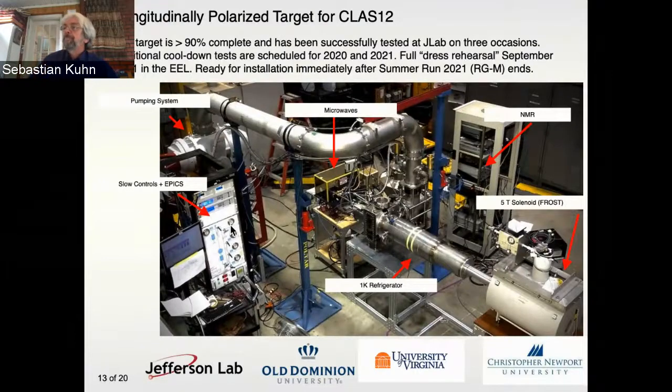flow controls. And this has been tested using the 5 Tesla solenoid in the EEL building. So we've already had 3 cool down tests, and we have planned 3 more for the immediate future. And then the whole thing in its final configuration will be tested in September 2021. After that, we should be ready to install immediately, as soon as we get the green light.